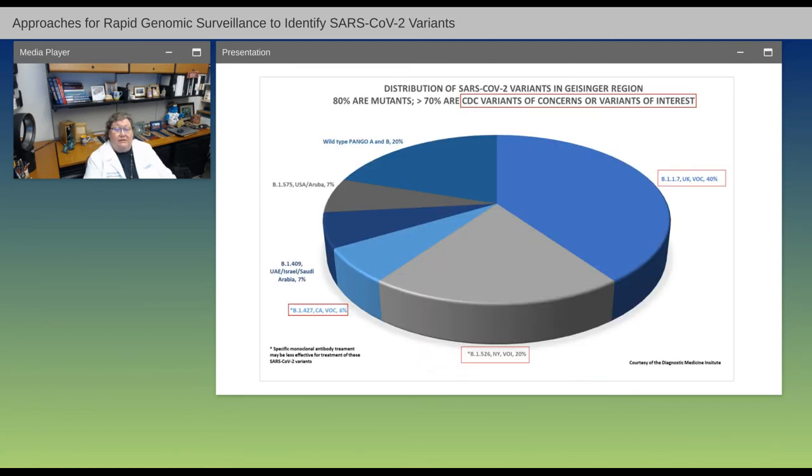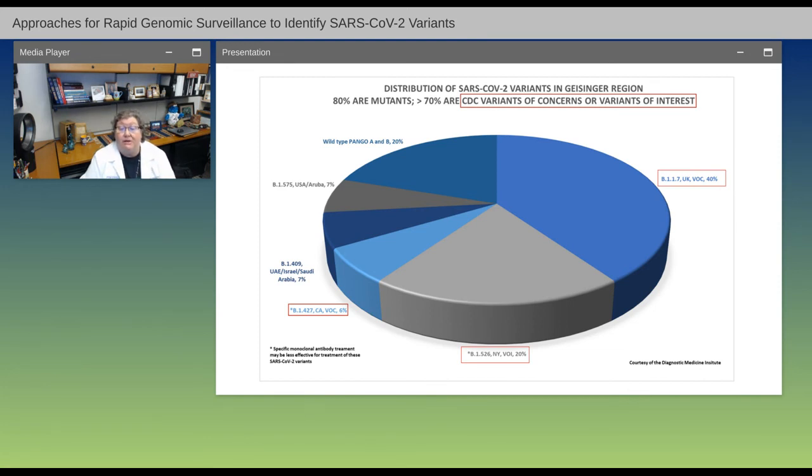Now this is a pie chart of what we saw this last April of 2021, when we did just a simple 20 samples screened by NGS, and we know that in April the year past, we were 100% wild type, which is up here with the Pango A and B. And now this April, we've gone down to 20% wild type and 80% variants of some kind.